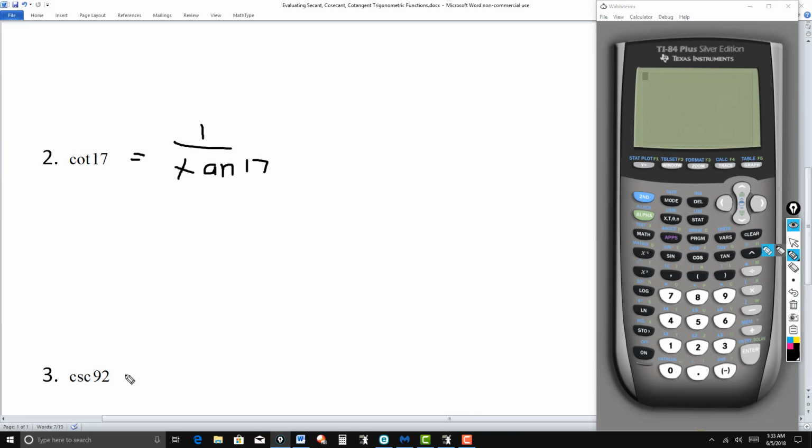Now, cosecant of 92 radians, again, it doesn't have the unit, so that's understood to be in radians. Your reciprocal identity here, this should be the same thing as 1 over the sine at the same angle, 92 radians. Now we come back over here and just hit 1, divide by sine 92. The calculator's in radian mode, so hit enter. Rounding that to 2 places, we get a negative 1.28.